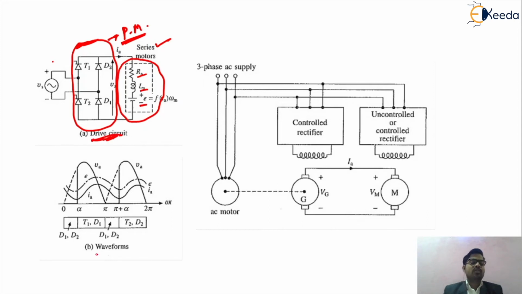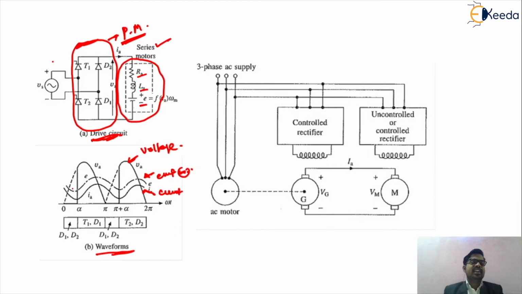So these are the waveforms. As shown in the waveforms, friends, we are getting different types of waveform. This is the voltage waveform, this is the current waveform, and this is the EMF waveform. As we have seen, this is the function of current into speed.